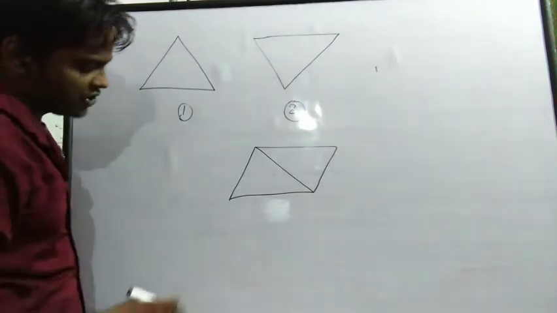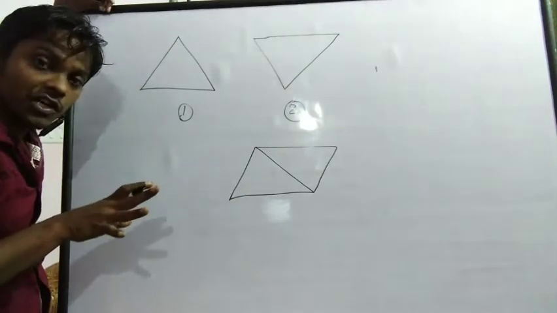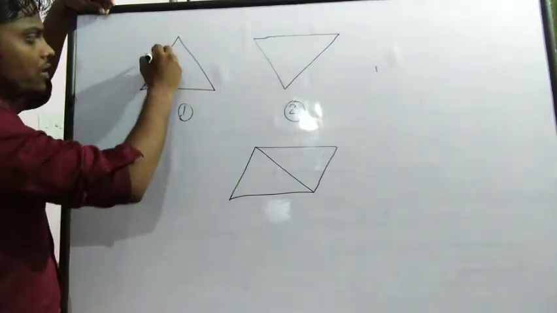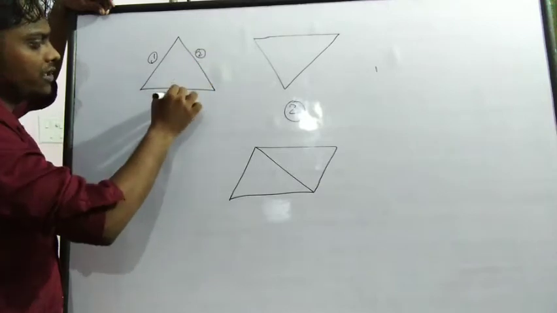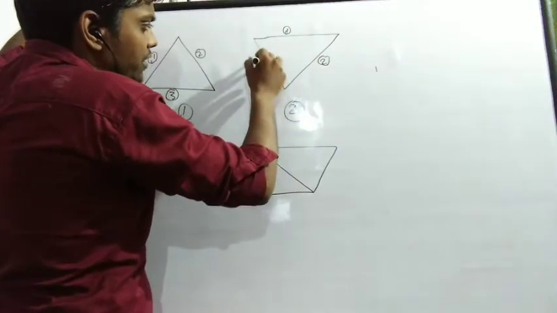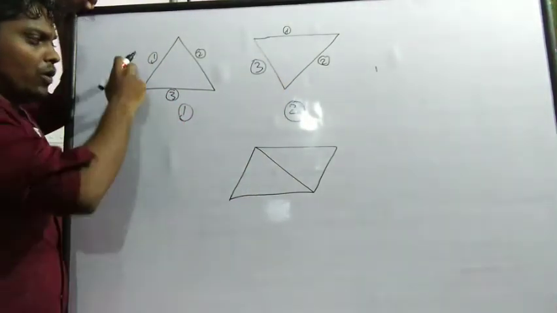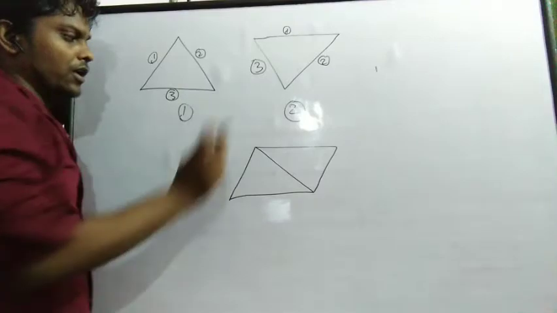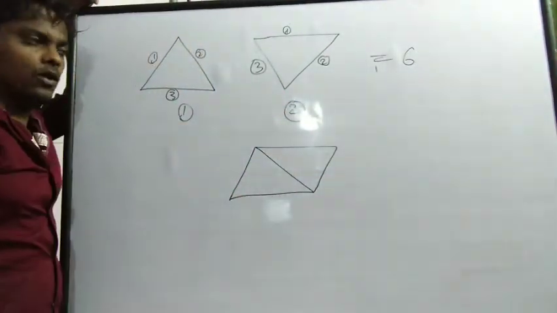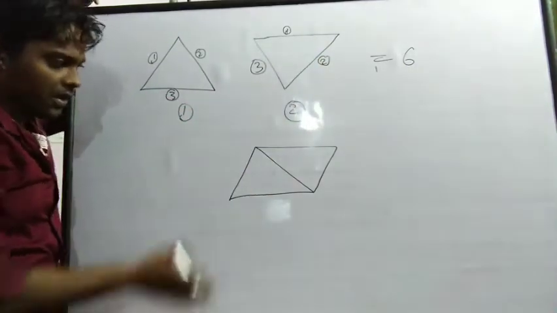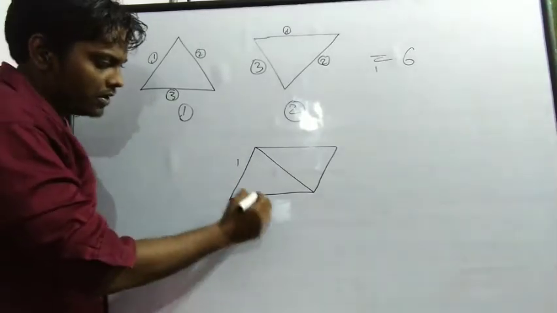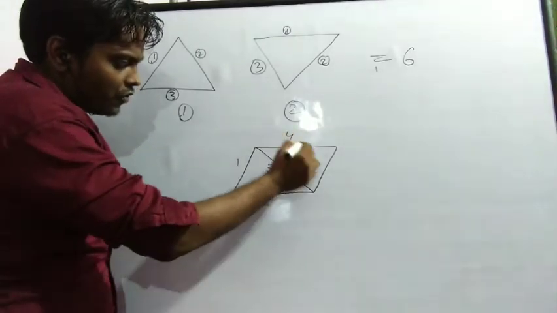Yes? Okay. See, now how many matchsticks are required to form this one? How many? See, in this one, 1, 2, 3. Simple. In this one, 1, 2, 3. Simple. So total number of matchsticks required in this step is 6. 3 plus 3 is equal to 6. Now, after joining these two triangles, how many matchsticks are required? 1, 2, 3, 4, 5.